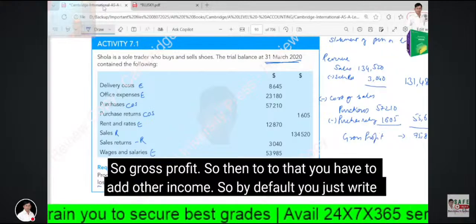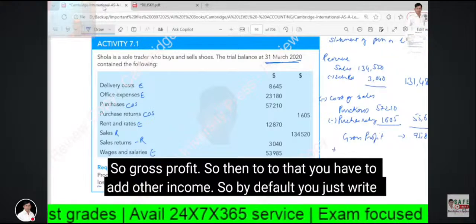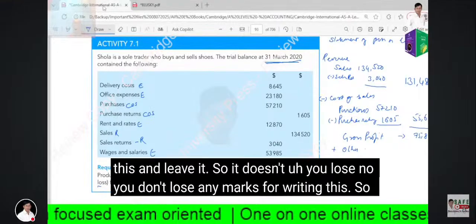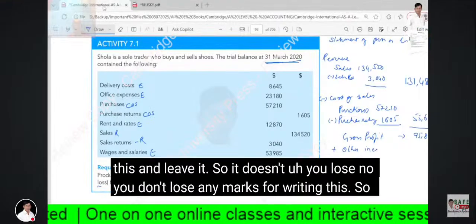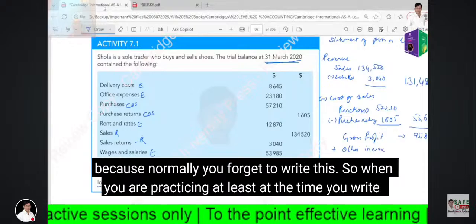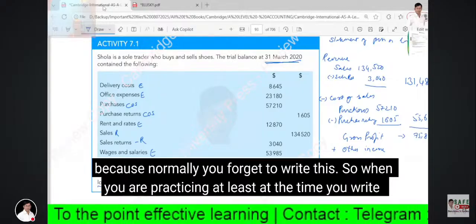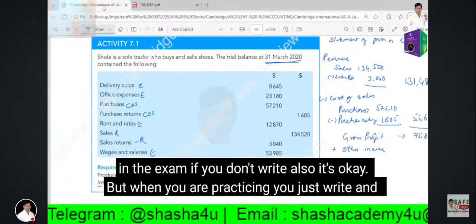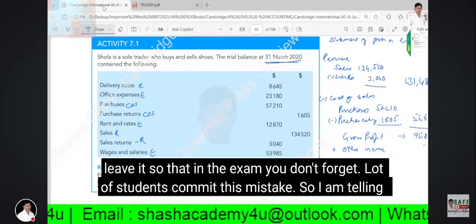So gross profit. Then to that you have to add other income. By default you just write this and leave it. You don't lose any marks for writing this, because normally you forget to write it. When you are practicing, you just write it and leave it, so that in the exam you don't forget.